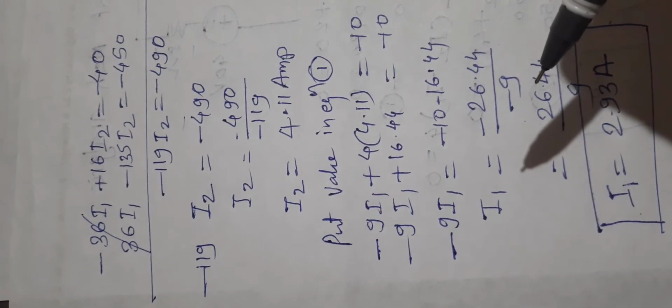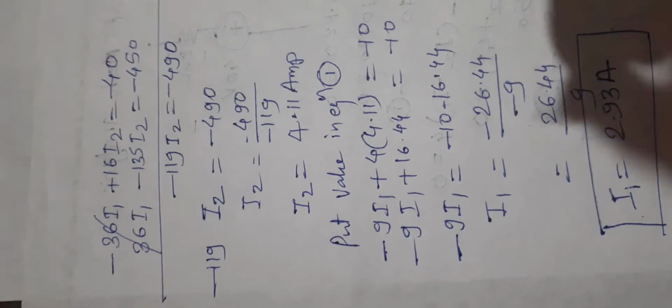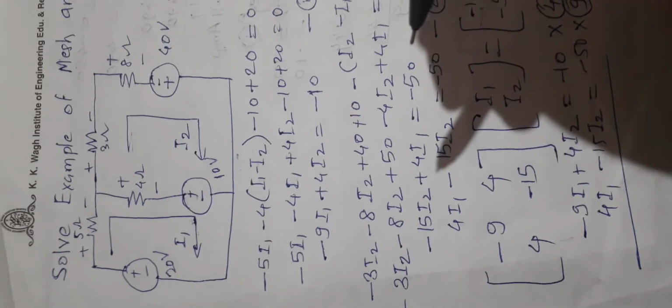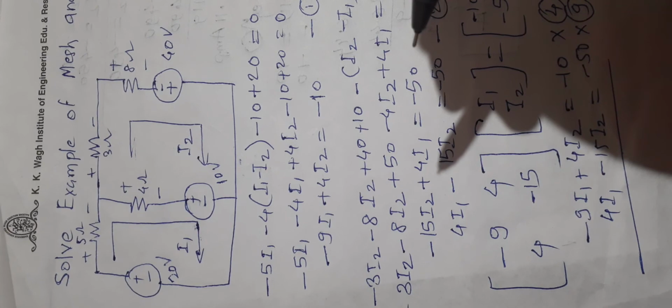So in this way we can find out the current in mesh 1 as well as mesh 2, and it is very useful for finding the response in resistances in the closed loop. Study it well.